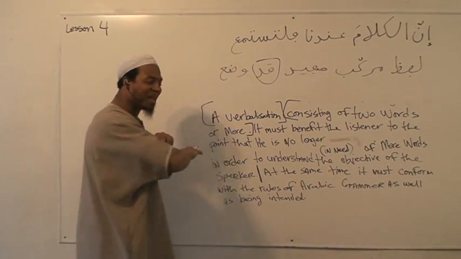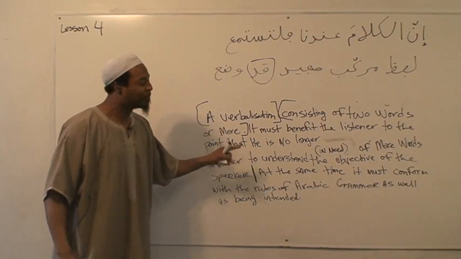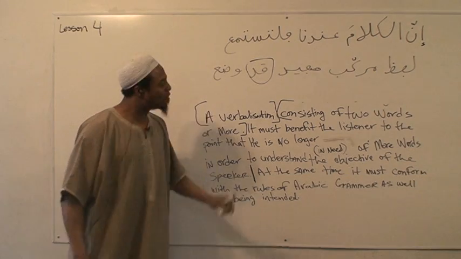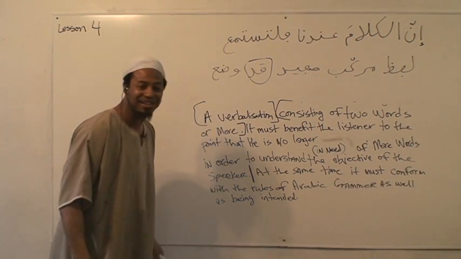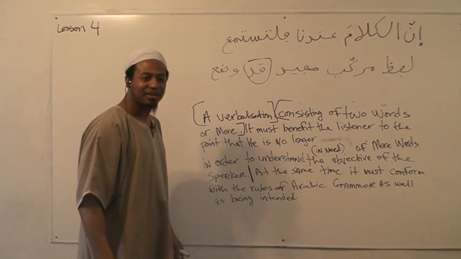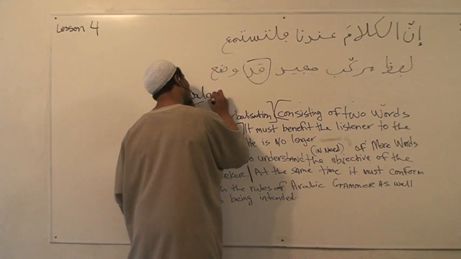If any portion of this definition is not present, then you do not have what? No, that's incorrect. Mufid is not the right answer. You don't have what? Kalam. What don't you have? All of this, kalam.